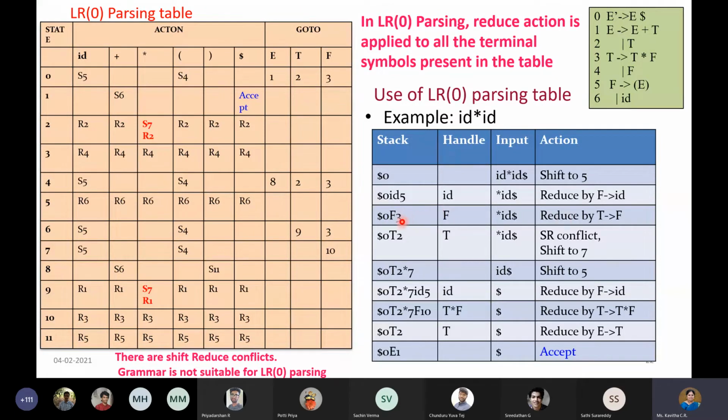Then at 3 on star symbol. So I am at state 3 and I am reading the symbol star. So at 3 on star, what do we have? It is R4. R4 is nothing but T gives F. So you are going to reduce. That reduce is nothing but you are going to pop these symbols. Means F should be replaced by T. How do I get F then? I have to pop some symbols. Then only I will get F.